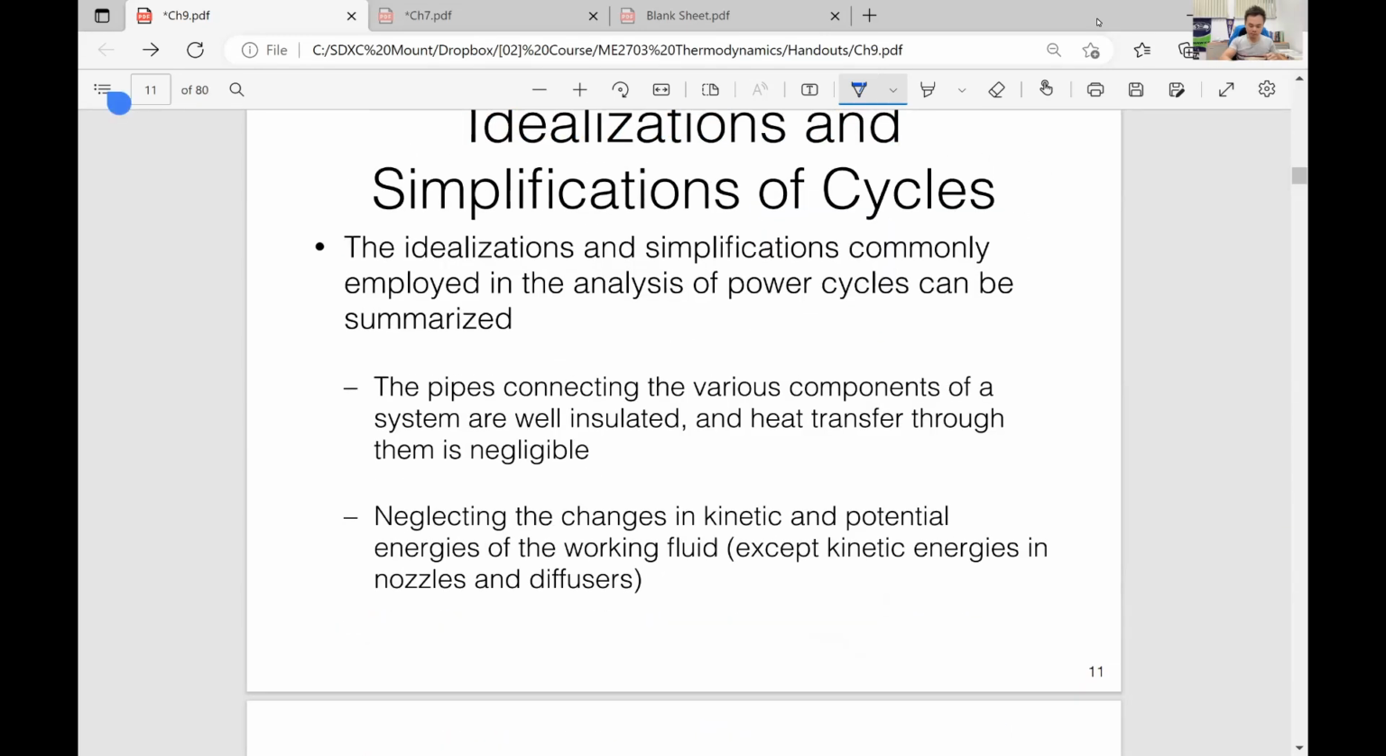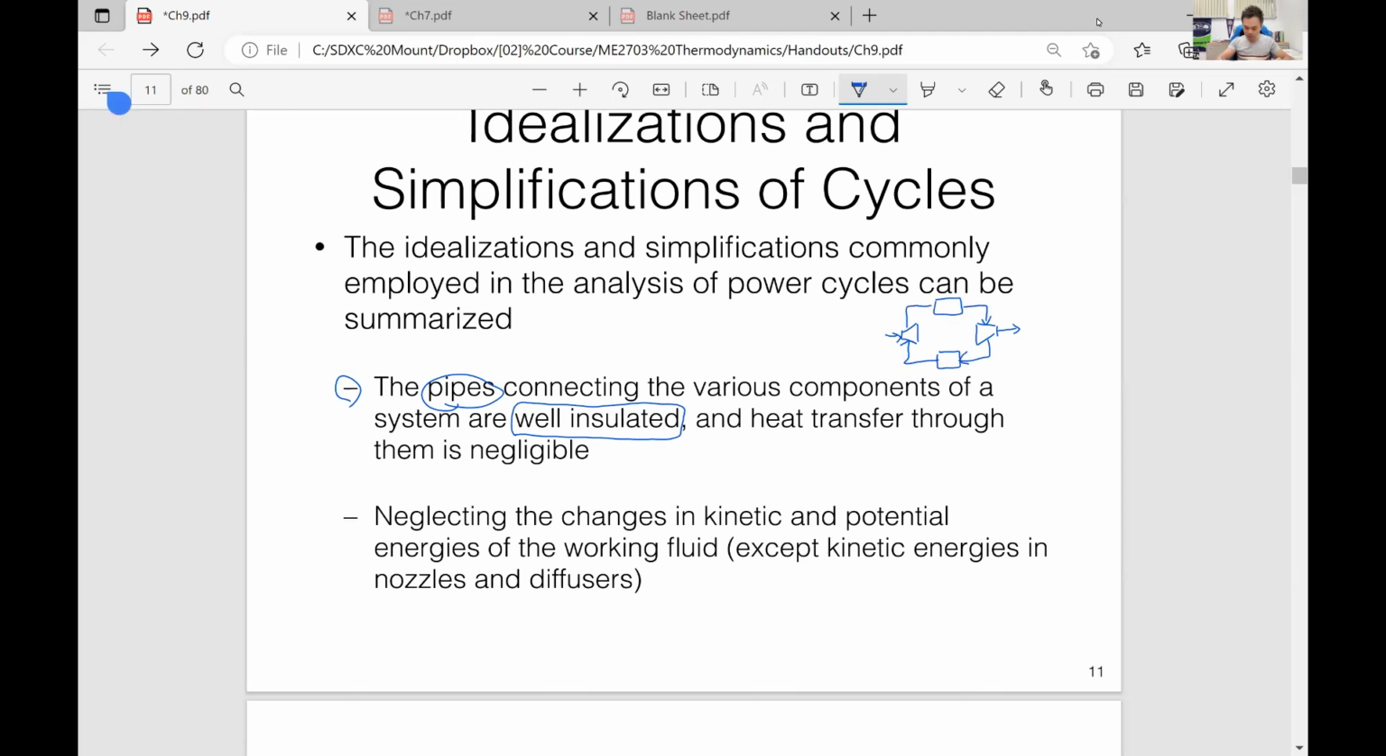Third one, the pipes connecting the various components of a system are well insulated. Okay, so there's no heat transfer into or out of them. Sorry, the pipes connecting various components, like for example a heat engine, right? Remember, we have a heat engine. So a heat engine is made of 4 components like this, right? In chapter 6.